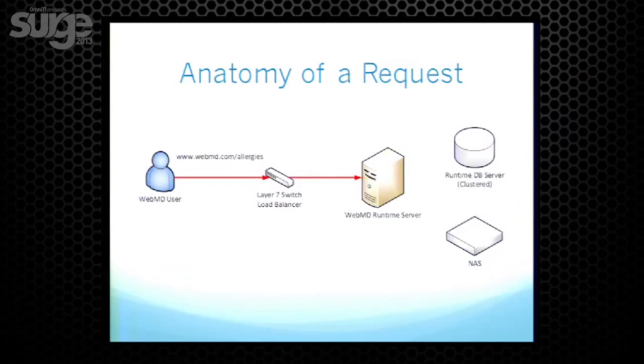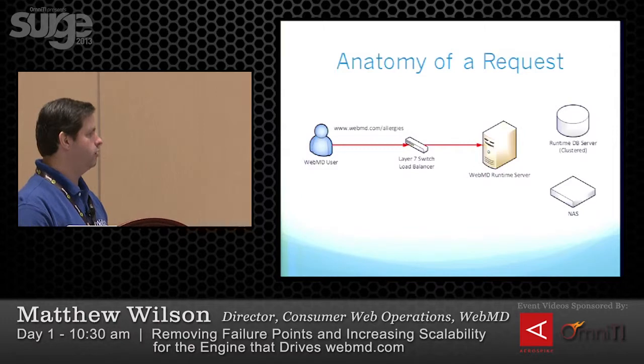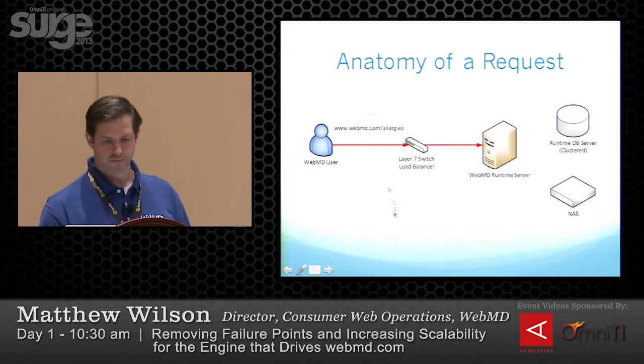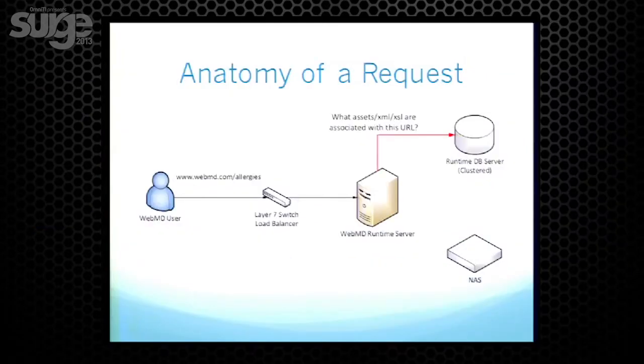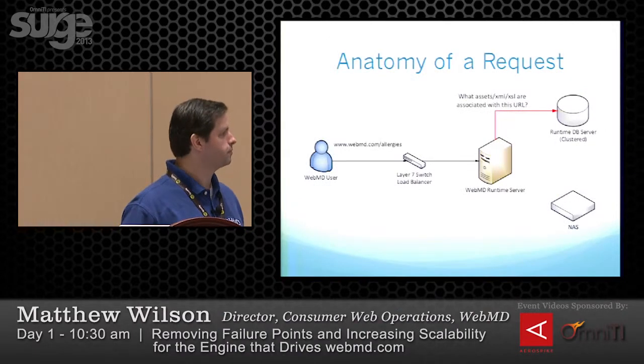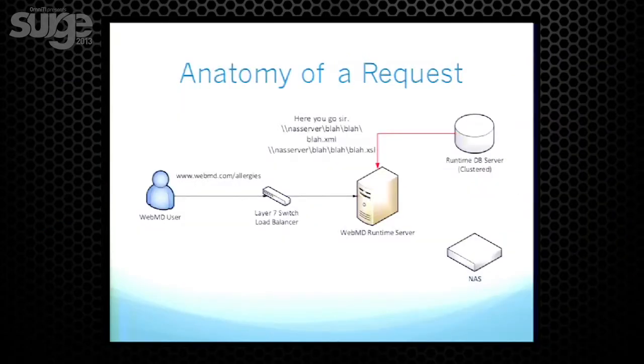So we're going to go over a little bit about how webmd.com works. This is called a friendly URL, webmd.com/allergies. So your user types that into the URL. It's going to go through a Layer 7 switch, hit the WebMD Runtime server. The server then asks the database, says, hey, I have this friendly URL. Give me all of the assets, the object IDs, and the locations of where the assets are. An asset is going to be like XML or XSL. So then the database says, OK, here's your location.